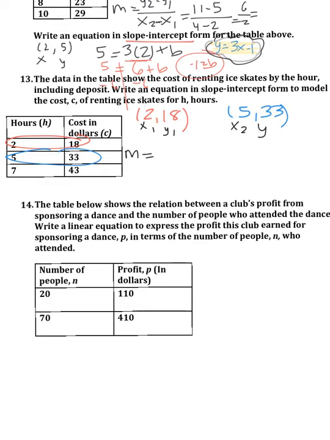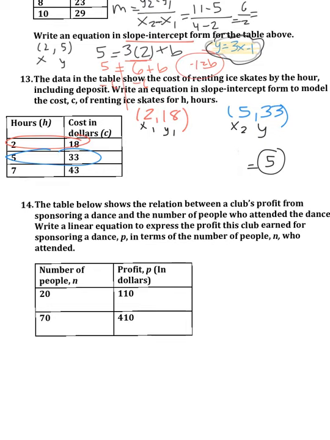My slope is going to be 33 minus 18, y2 minus y1, divided by x2 minus x1, or 5 minus 2. So 33 minus 18 gives me 15. 5 minus 2 is 3. 15 divided by 3 is 5. Again, that is my m. That's not my whole answer. That's just my m. So what I need to do next is pick one of the points.